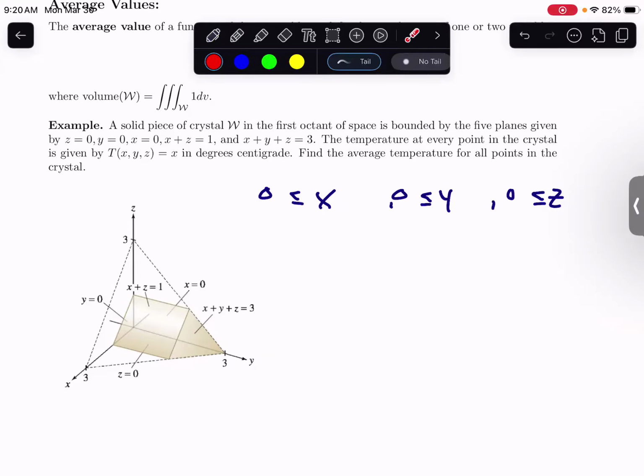And then there are two other planes it's bounded by. It's bounded also by x plus z is equal to 1, and then x plus y plus z is equal to 3. And there are going to be problems like this in the future.